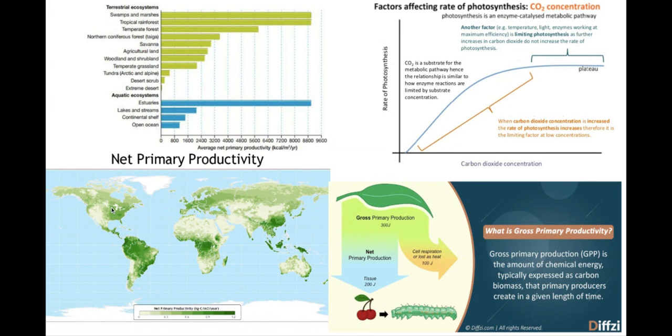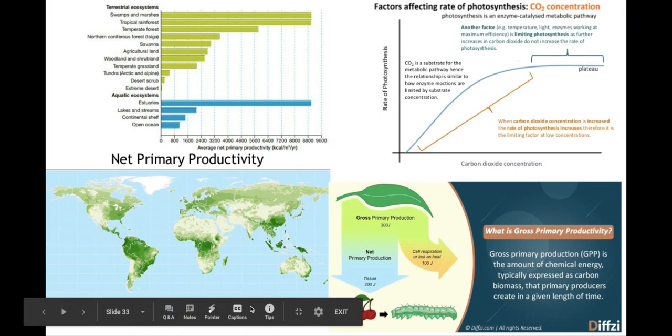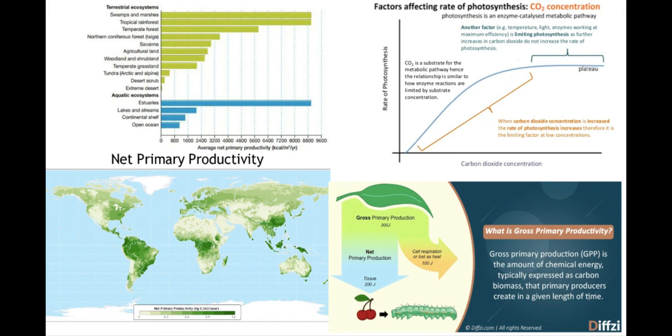Net primary productivity in terms of location around the globe, we can see that. And if you look at the little ruler at the bottom, you can see how net primary productivity changes across the different biomes and locations in the world.